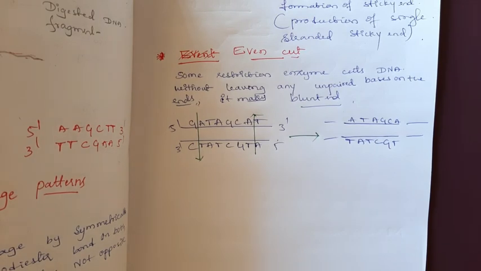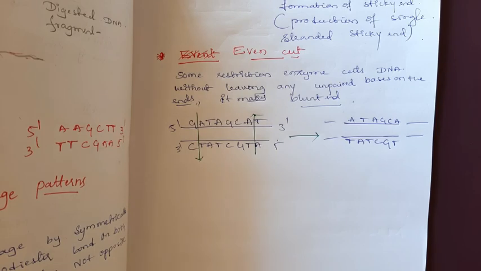This is all about restriction enzymes. We discussed the definition of restriction enzyme, recognition site, that is palindromic sequences, types of restriction enzyme, and types of cleavage pattern, sticky end and blunt end. Sticky end is due to staggered cutting, blunt end is due to even cutting. This is very important, students.